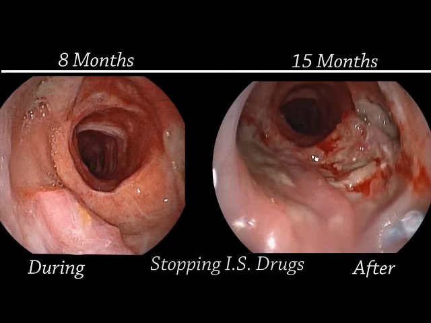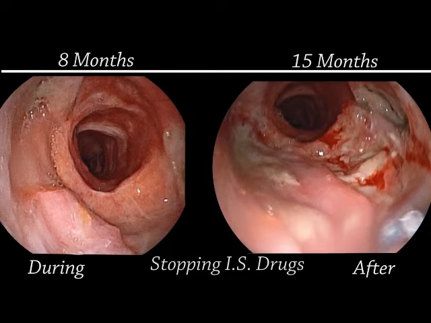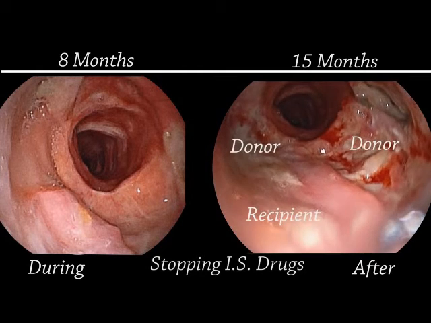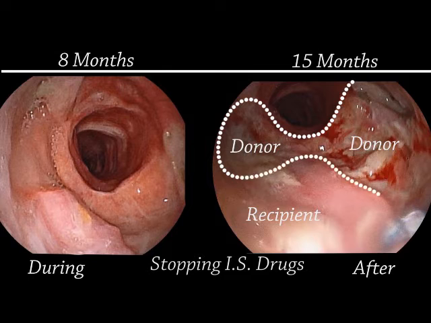At 15 months, and 3 months after stopping immunosuppressive drugs, the recipient mucosa is still intact, while the donor mucosal sites are covered by well-vascularized granulation tissue. This area will undergo secondary healing and repopulation by recipient epithelium.